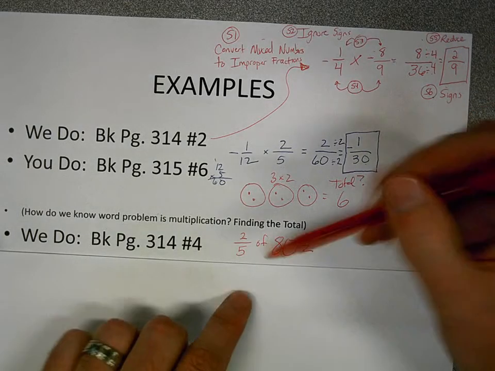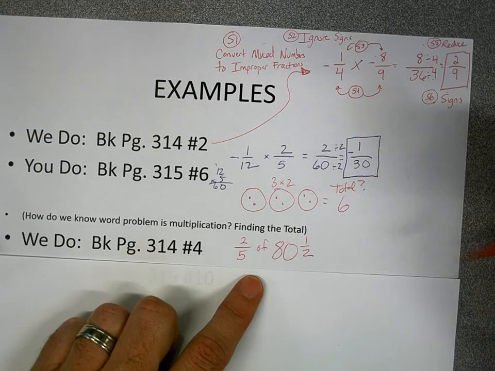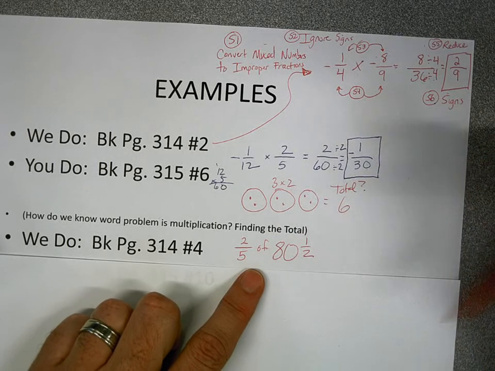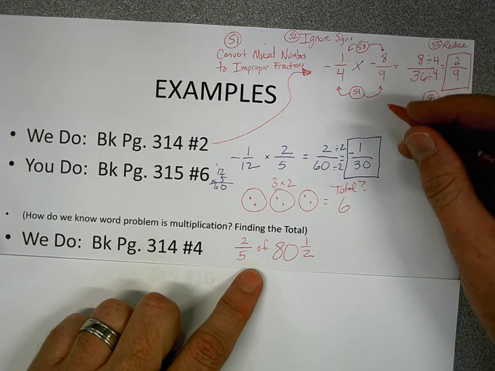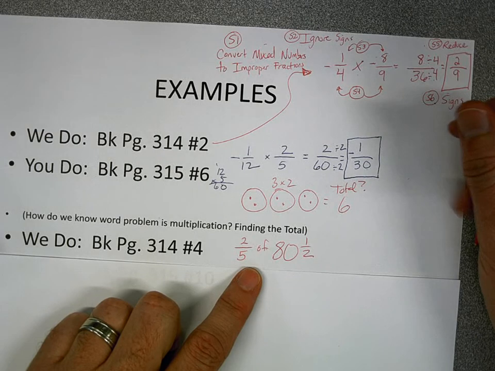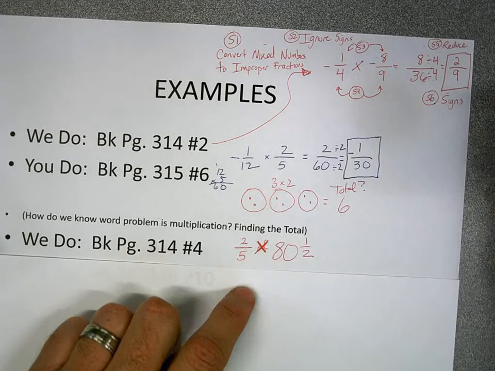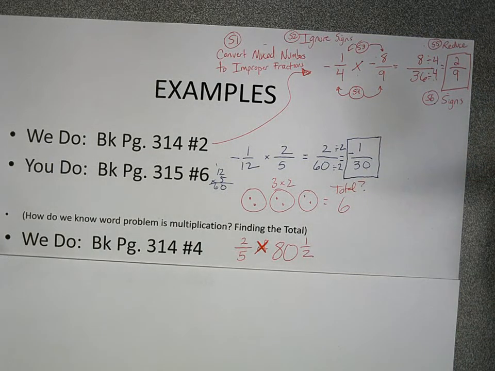Now this is finding what a part of a whole is. And a part of a whole, when it comes to word problems, usually has the word of, and many of you probably remember this from elementary school, of, when it comes to math, is actually multiplication. So this is the other type of multiplication problem, how a multiplication problem may look. Okay, so guess what? There's our problem.